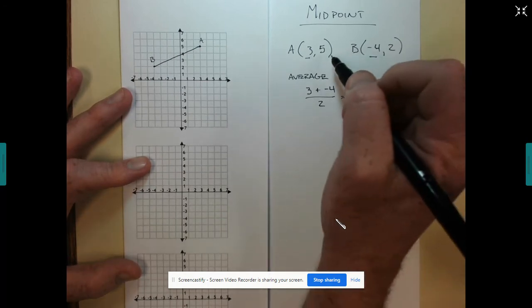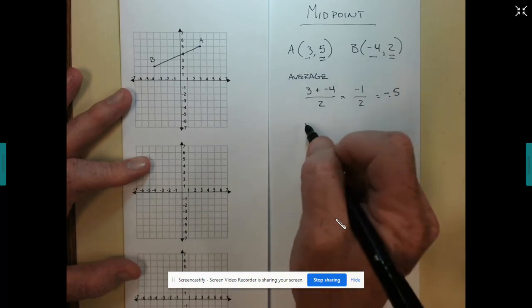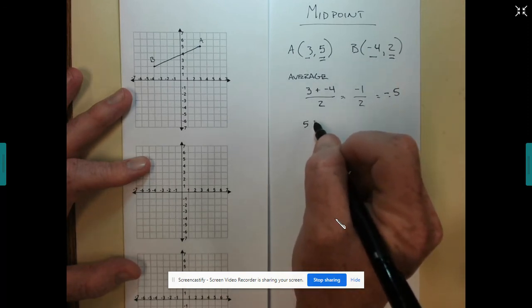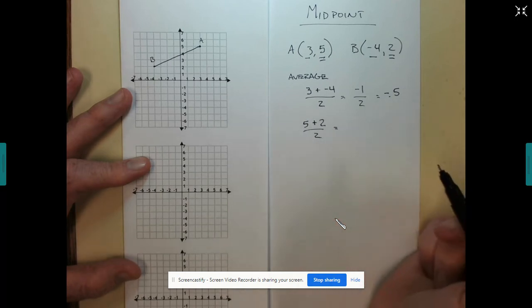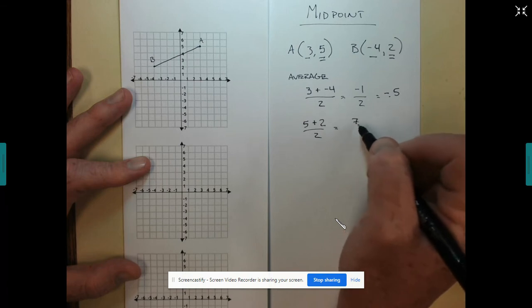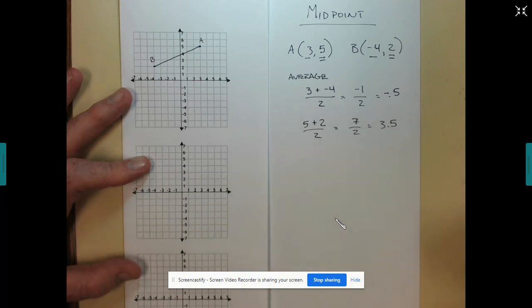If I do that again for the y value, I want the number right in between. So I'm going to add them up. 5 plus 2 divided by 2. I'm finding the average. 7 divided by 2 happens to be 3.5.